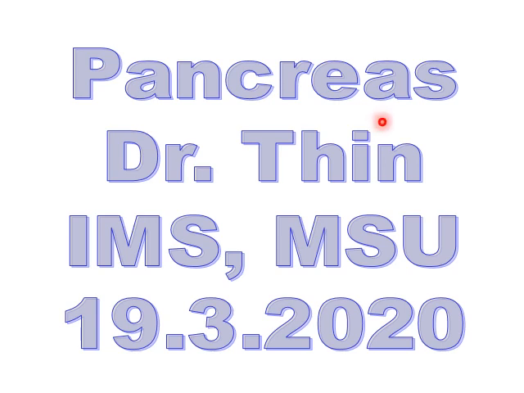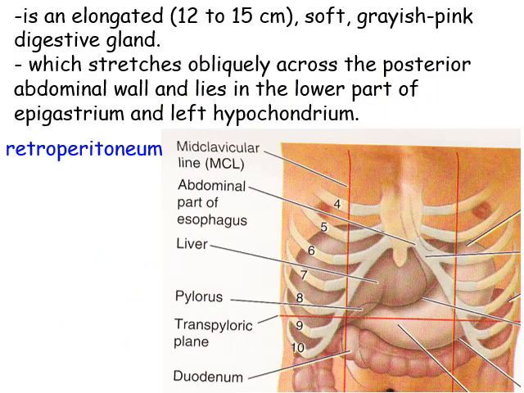Today's lecture is pancreas. The pancreas is an accessory digestive organ, and it lies obliquely across the posterior abdominal wall. It is located in the lower part of the epigastrium and left hypochondria. So here there is the epigastrium region. In the epigastrium region, this is the stomach and the left lobe, right? This is the left lobe of the liver. So here, epigastric region.